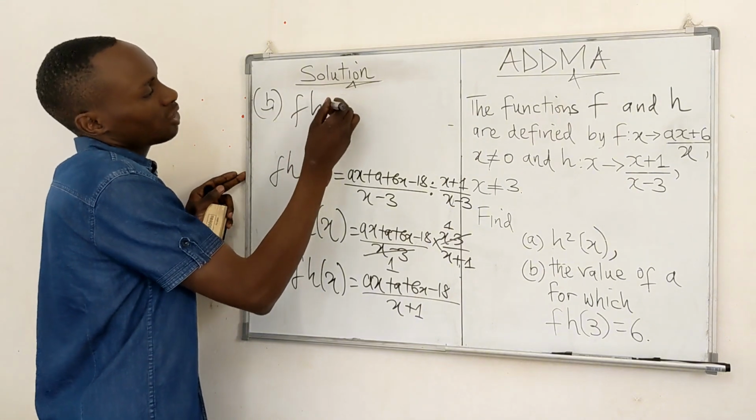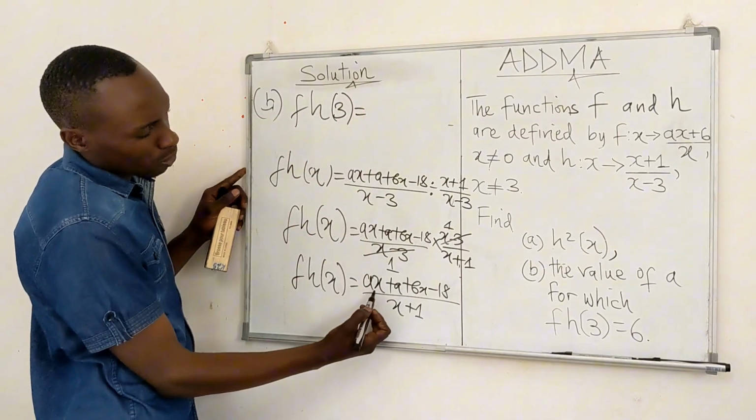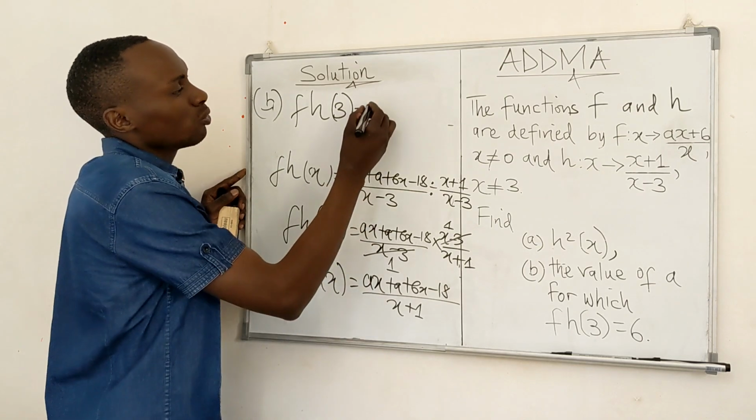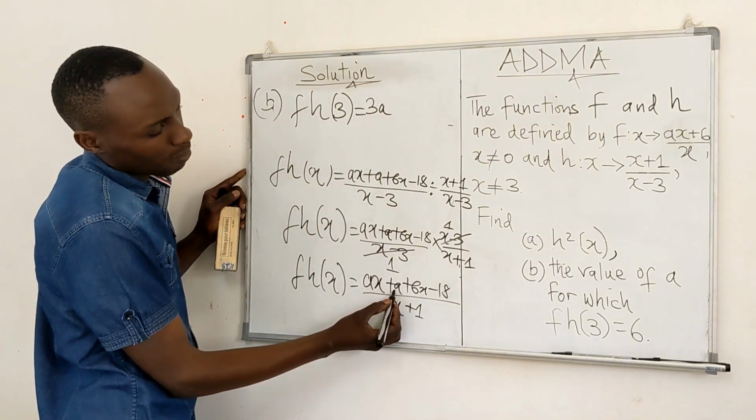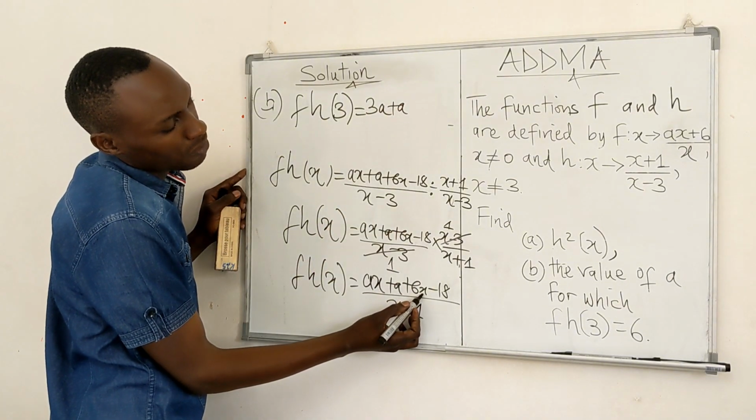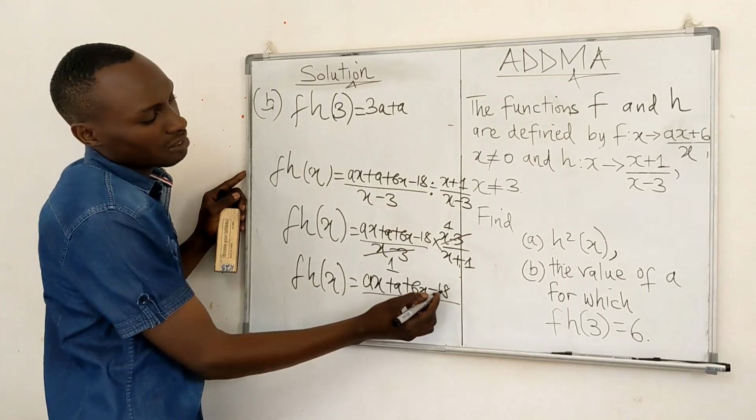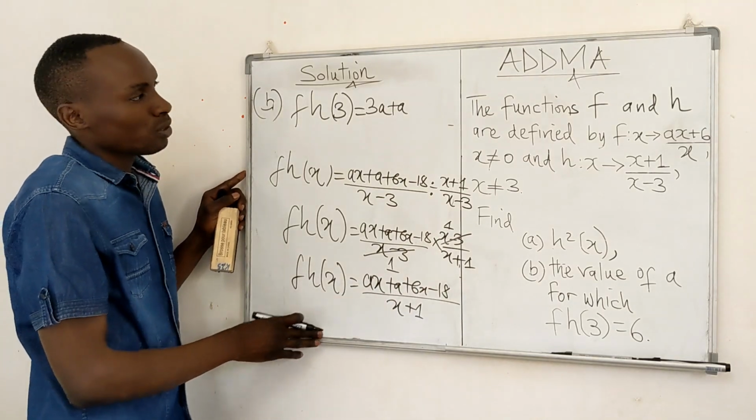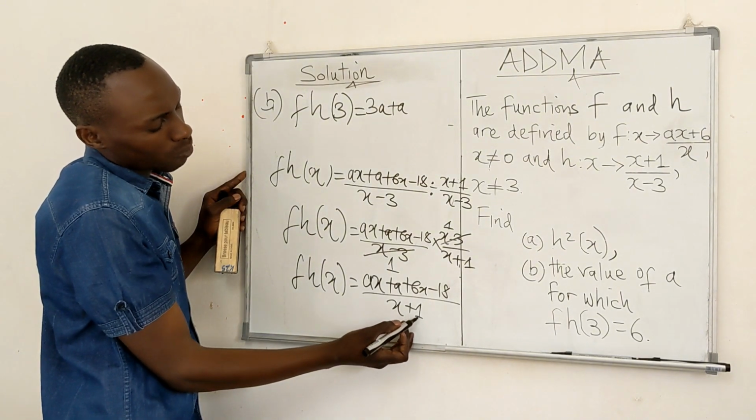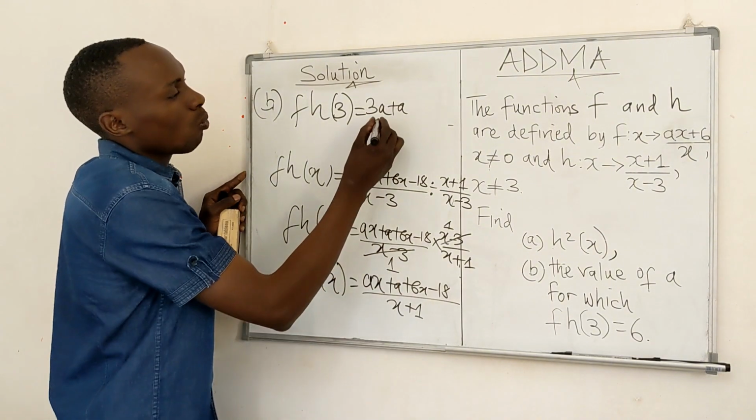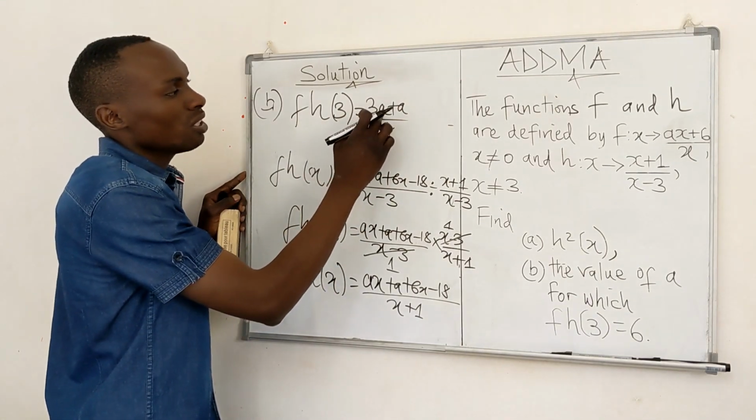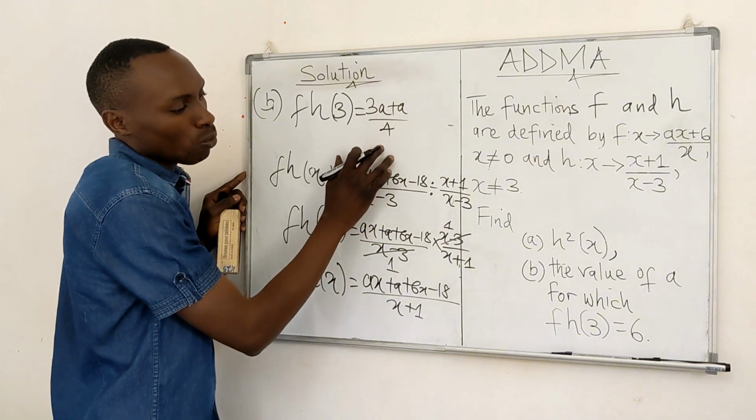fh of 3 is equal to, so if you put 3 here, a times 3 is going to give us 3a, then plus a, then plus 6 times 3, this is just 18, and 18 minus 18, that is 0. So on top we are just getting this. Then below, x plus 1, this is 3 plus 1, which is 4. So fh of 3 gives 3a plus a over 4.